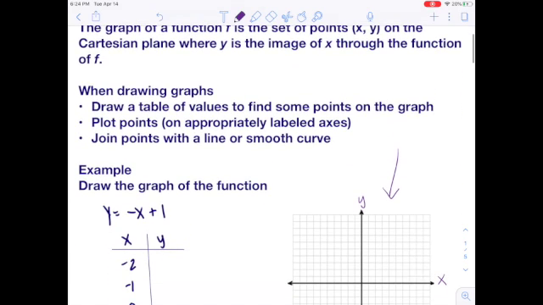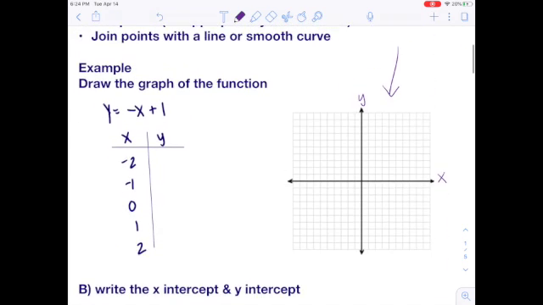As you start to draw these graphs, you're going to want to draw a table of values to find some points on the graph. Then, of course, you're going to plot the points, and if they're decimals, just get as close as possible. Then you join your points with a line or a smooth curve, depending on the function.